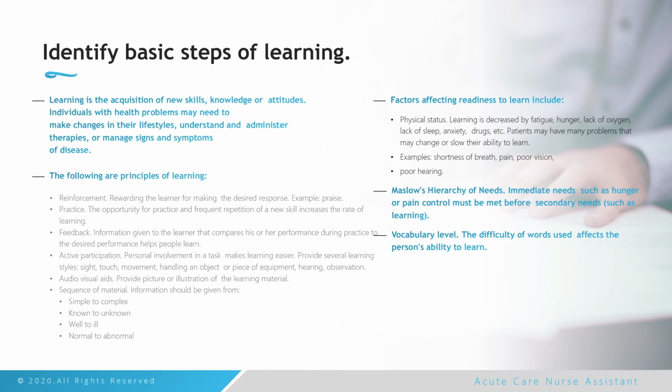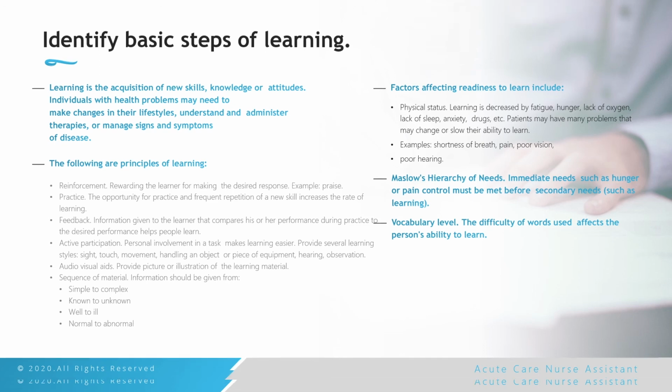Factors affecting readiness to learn include physical status. Learning is decreased by fatigue, hunger, lack of oxygen, lack of sleep, anxiety, drugs, etc. Patient may have many problems that may change or slow their ability to learn. Examples: shortness of breath, pain, poor vision, or poor hearing. Maslow's hierarchy of needs: immediate needs, such as hunger or pain control, must be met before secondary needs, such as learning. Vocabulary level: the difficulty of words used affects the person's ability to learn.